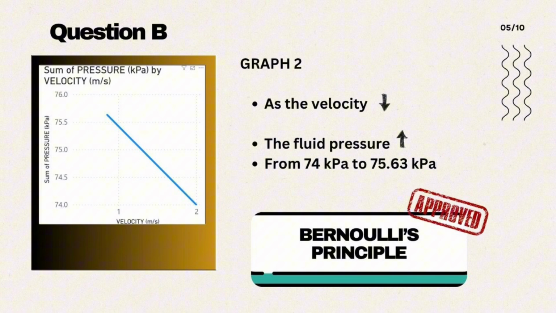Next, let's look at graph 2 which presents pressure versus velocity. Based on our plotted data, as the fluid velocity decreases along the pipe, the fluid pressure simultaneously increases, rising from 74 kPa up to 75.63 kPa. This relationship directly validates Bernoulli's principle, proving that a reduction in fluid velocity results in a corresponding increase in pressure.